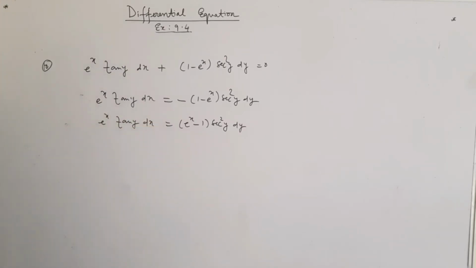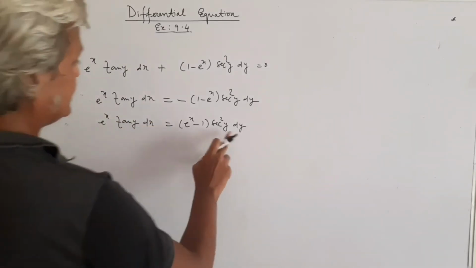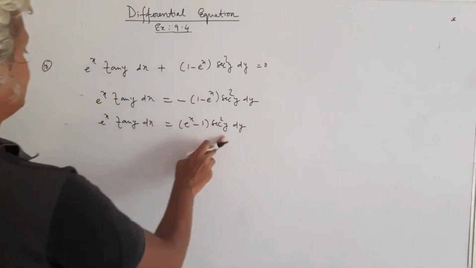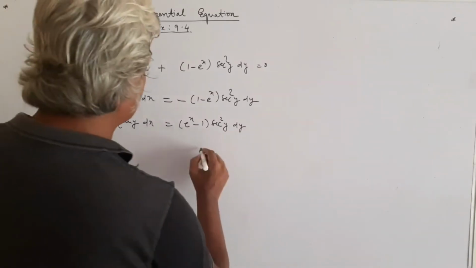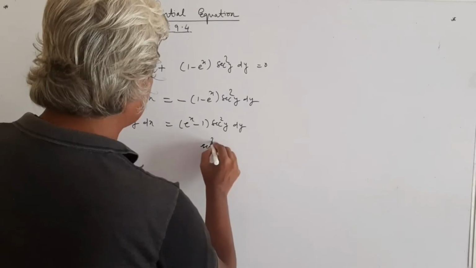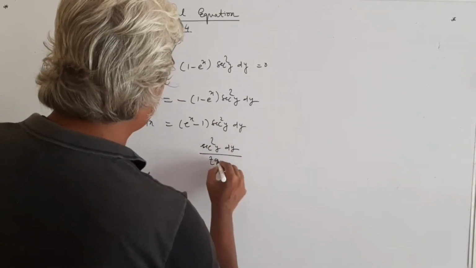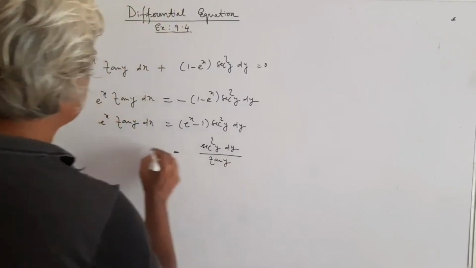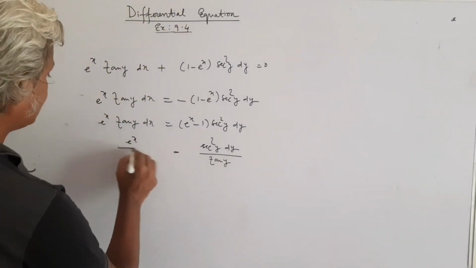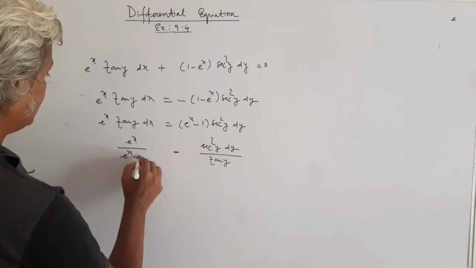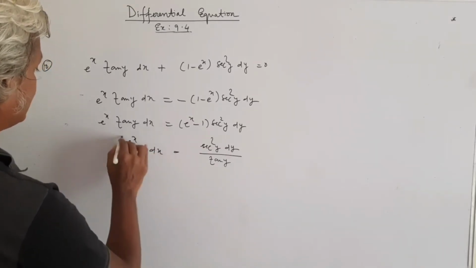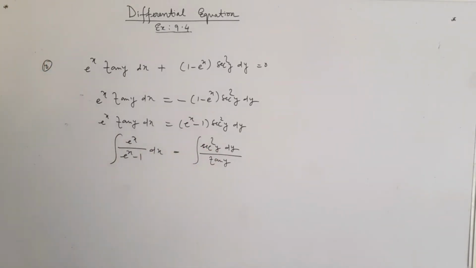Now again we have to use separation of variables. So this dy is here, sec square y is here, we need to get tan y on this side, so this becomes sec square y dy over tan y is e to the power x over e to the power x minus 1 dx. Now it's already separated, so I simply integrate them.